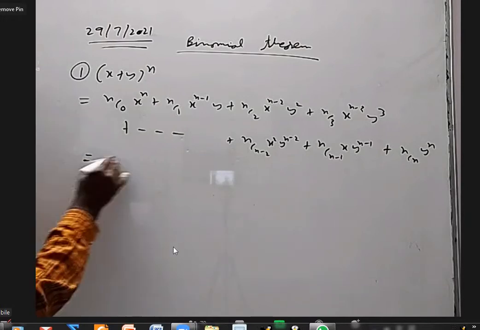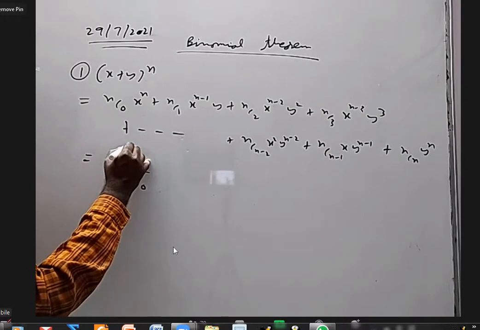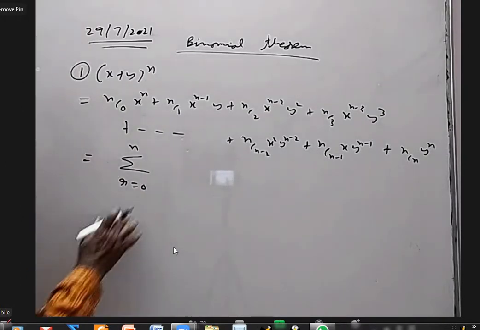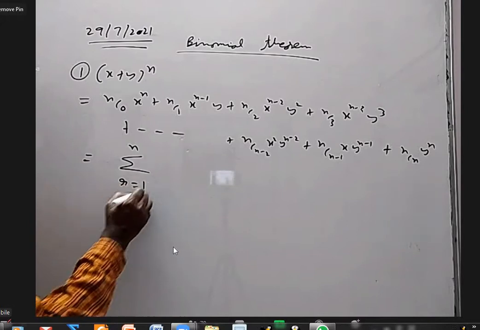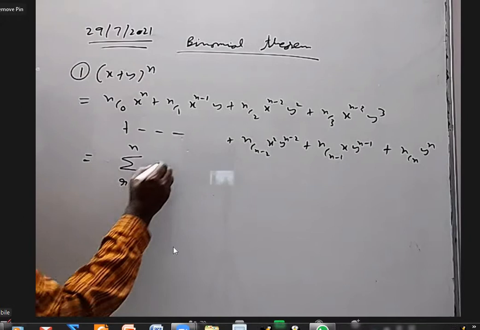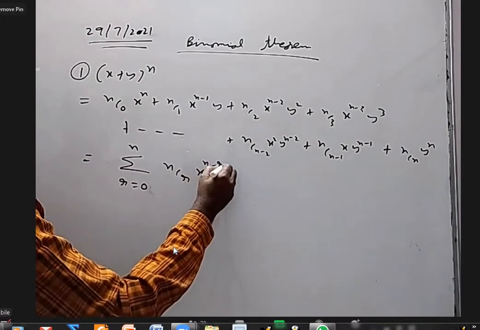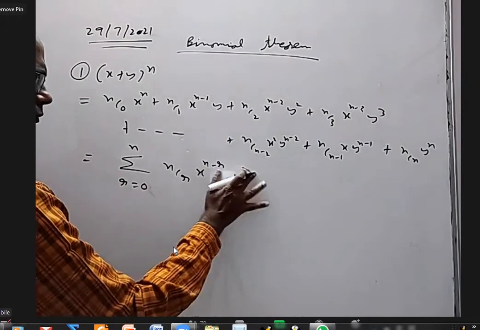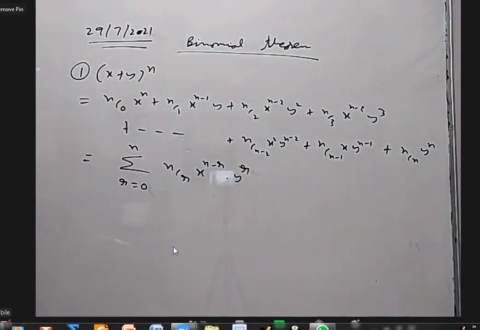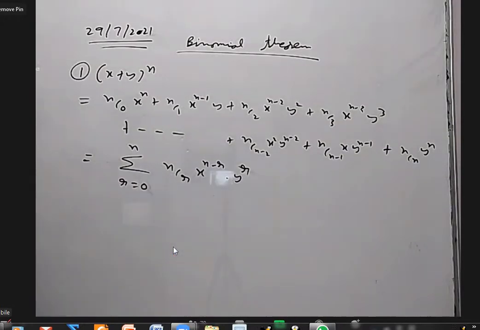This can be written in sigma form also like this: sigma r equal to 0 to n, nCr x power n minus r y power r. This is a general term. We call it the r plus 1th term.